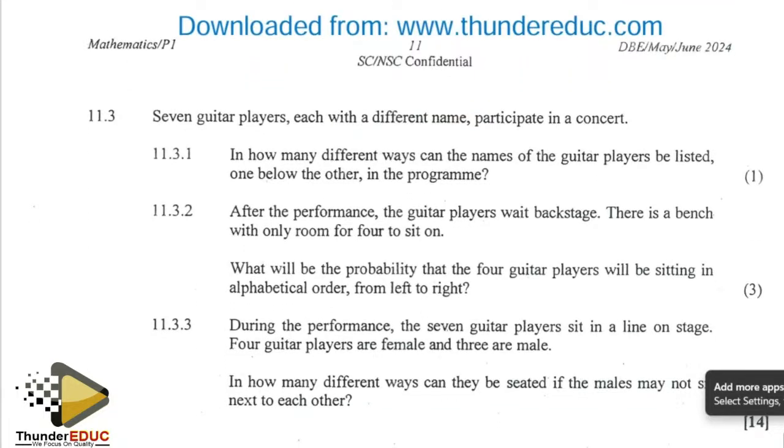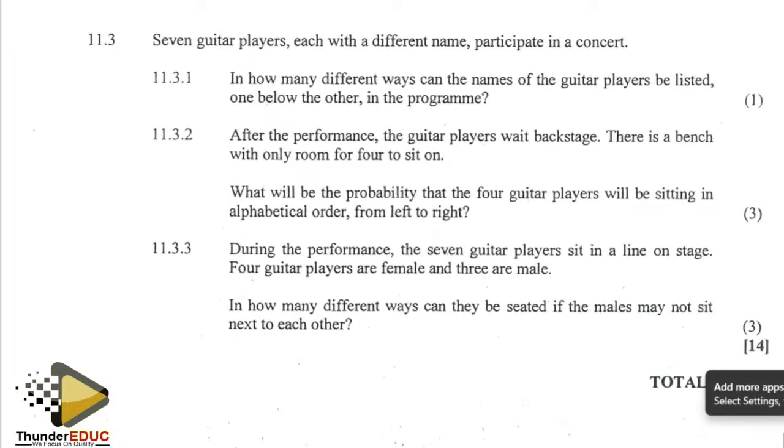Then 11.3 itself, they are telling us that we have 7 guitar players, each with a different name. They participate in a concert. In how many ways can the names of the guitar players be listed one below the other in the program? Since there are 7, we're going to have 7 factorial, which is 5040.